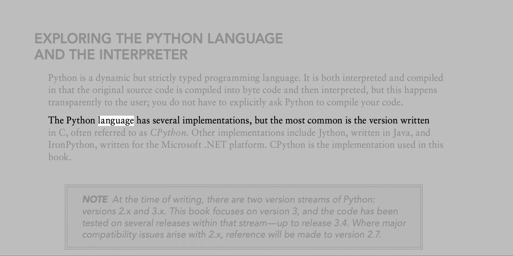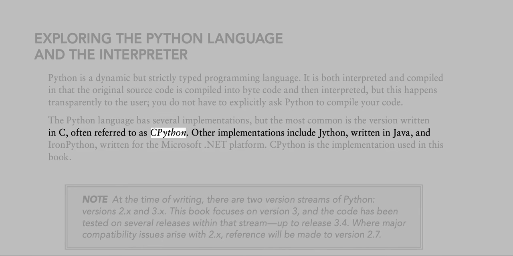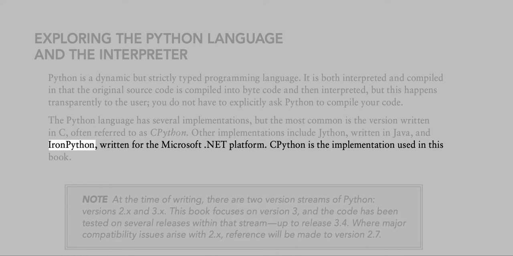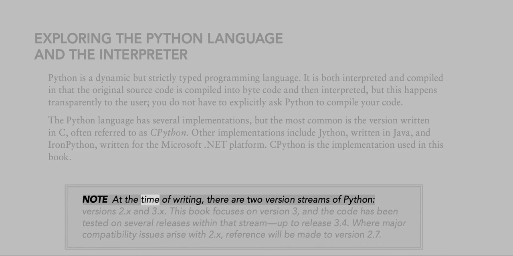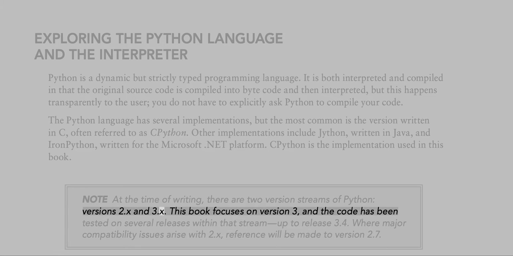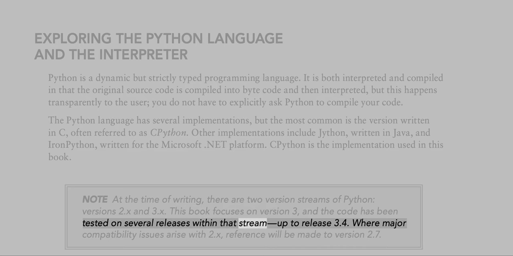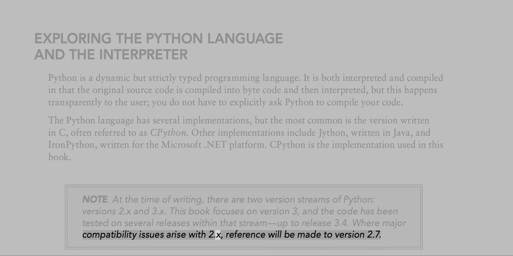The Python language has several implementations, but the most common is the version written in C, often referred to as CPython. Other implementations include Jython, written in Java, and IronPython, written for the Microsoft .NET platform. CPython is the implementation used in this book. Note that at the time of writing, there are 2 version streams of Python, versions 2.x and 3.x. This book focuses on version 3, and the code has been tested on several releases within that stream up to release 3.4. Where major compatibility issues arise with 2.x, reference will be made to version 2.7.